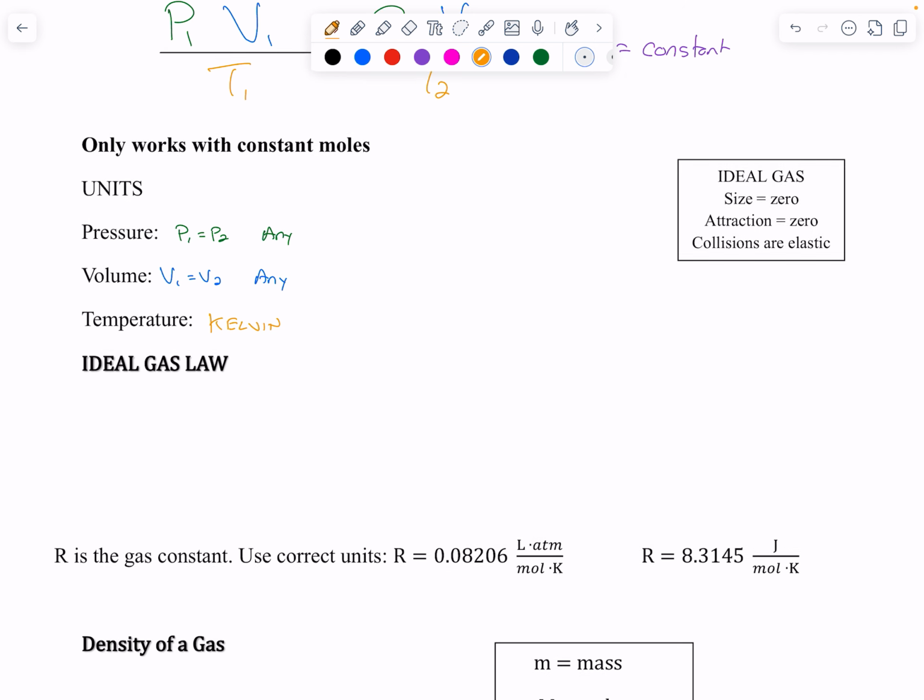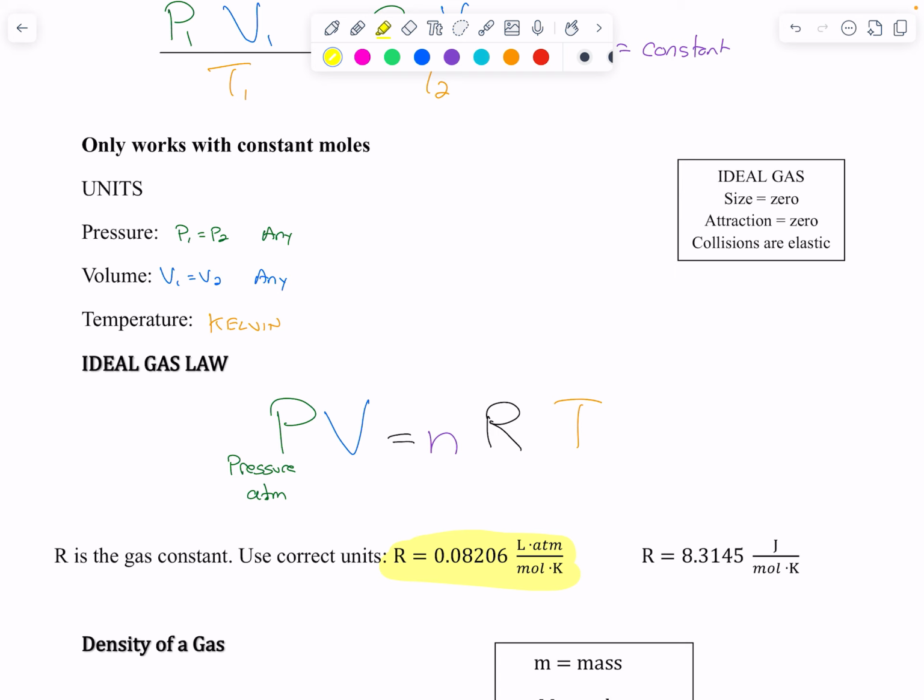The next law is the ideal gas law, where we have PV equals nRT. And so the pressure, of course, P is pressure. And now it has to be in atmospheres, right? Because we are going to be using this R for gas laws. So both of these R's are the same R. Okay? Both R's are the same.